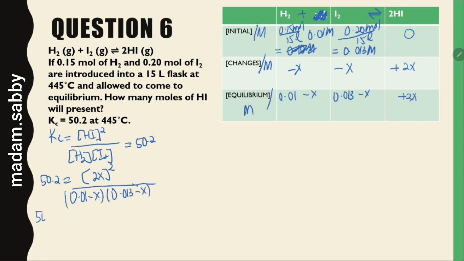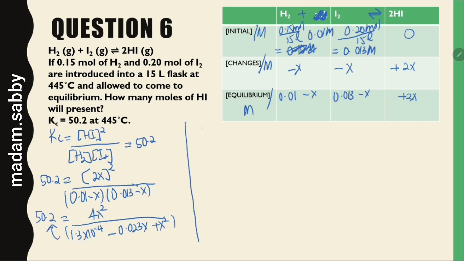Next step, what should you do? You have to expand. So 4x squared, and at the bottom, if you expand, you will get 1.3 times 10 to the minus 4, minus 0.023x plus x squared. We're going to make it into just one line, so everything down here you will multiply with 50.2. So 4x squared equals 50.2, and I'm going to multiply with everything, but first write it down here so you won't get confused.